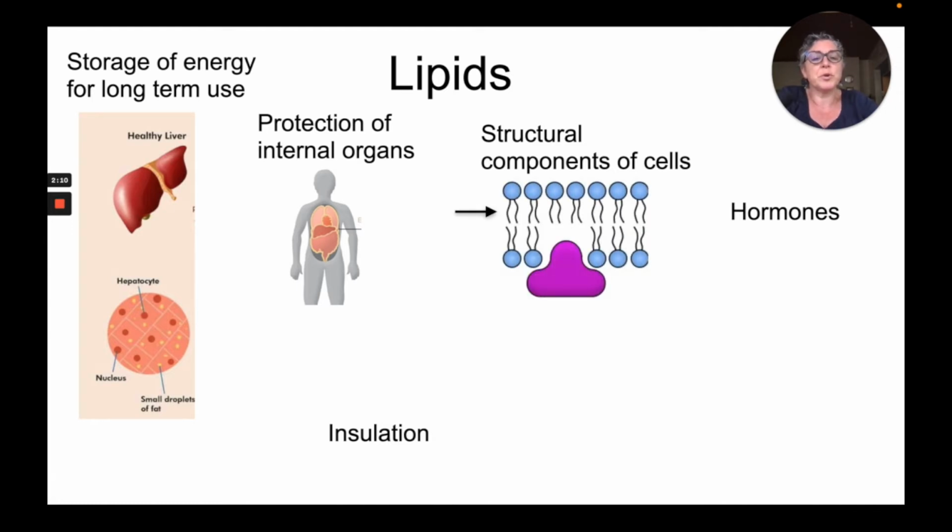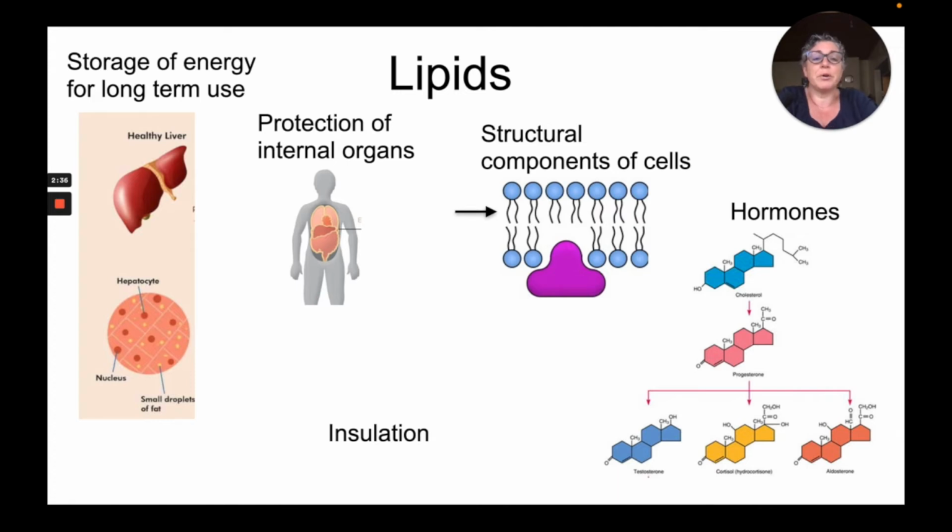Lipids also form structural components of cells. I've talked about this before when we were talking about osmosis and the formation of the cell membrane, but there are fatty acids or lipids in the cell membrane structure itself. Remember, it is a phospholipid bilayer. And so those little legs or tails that we see there are actual lipid components.